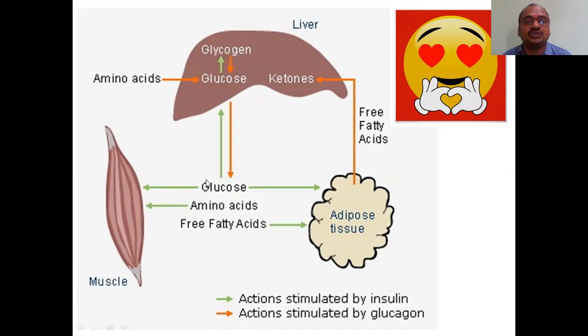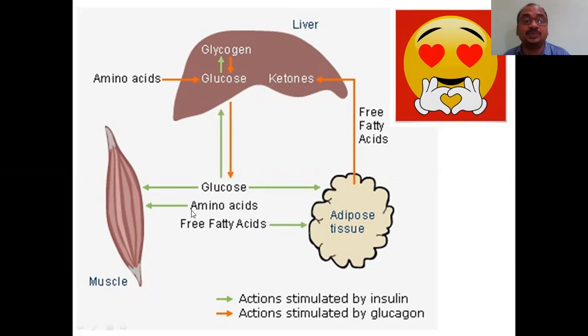Glucose will be taken up. This arrow mark stands for insulin, ash color. Glucose will be taken up by the liver, by the muscle, and by the adipose tissue. So insulin causes uptake of glucose, and also uptake of amino acids. Amino acids are nothing but proteins, and muscles are very rich in protein. So first, glucose goes to three places: liver, muscle, adipose tissue.